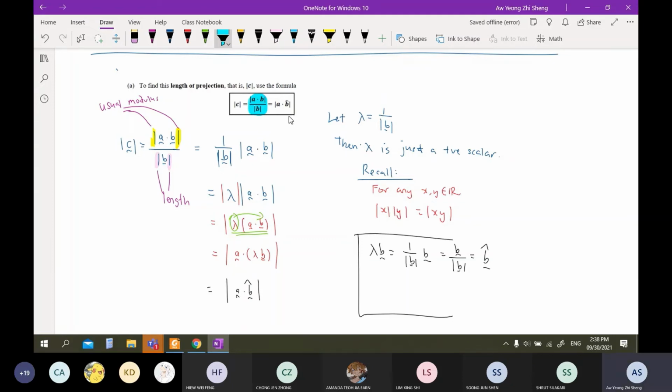B hat is usually quite messy numerically. When you have numerical values, B hat is actually quite messy. So I would prefer you to use A dot B over B. The computation is less messy if you use A dot B over B. Okay. So I will suggest you to memorize the formula that I color in light blue there. The one in yellow, you don't really have to memorize.